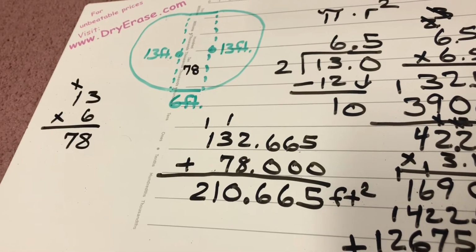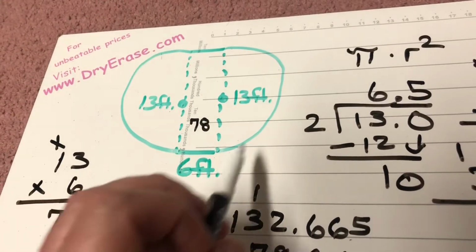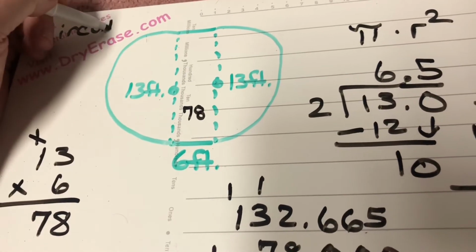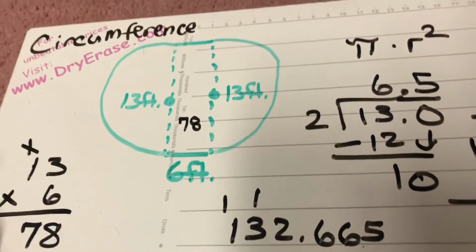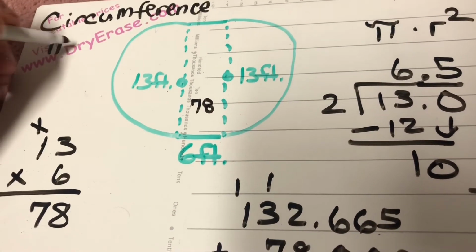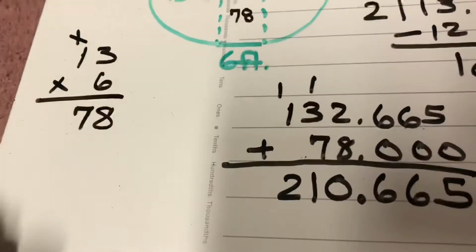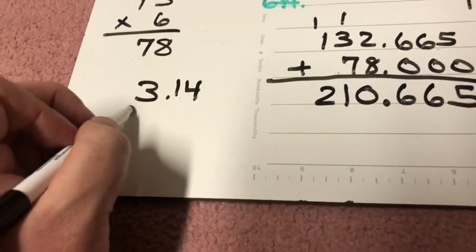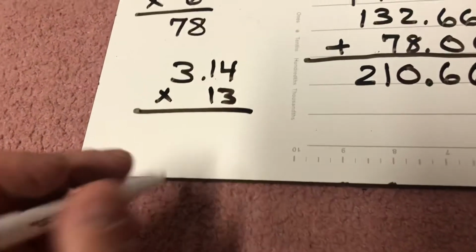Remember, we also want to find the perimeter. Now remember, when we think about perimeter with a circle, we think about circumference. We don't want to forget that word. And we want to remember from a previous lesson that the formula for circumference is pi times diameter. The diameter is 13, so I'm going to take pi, which is 3.14, and multiply that by 13, which is my diameter of my circle, because I have a full circle, so I can just pretend it's all together.